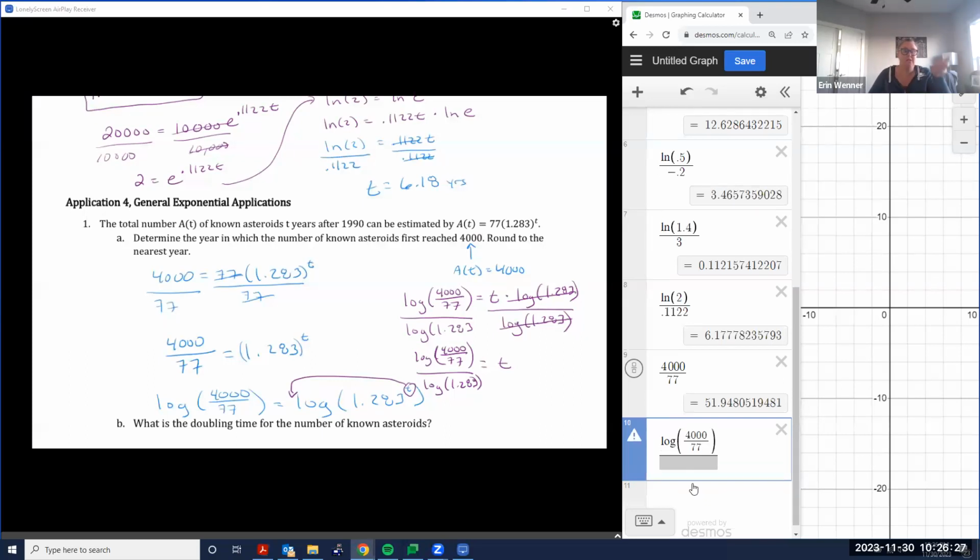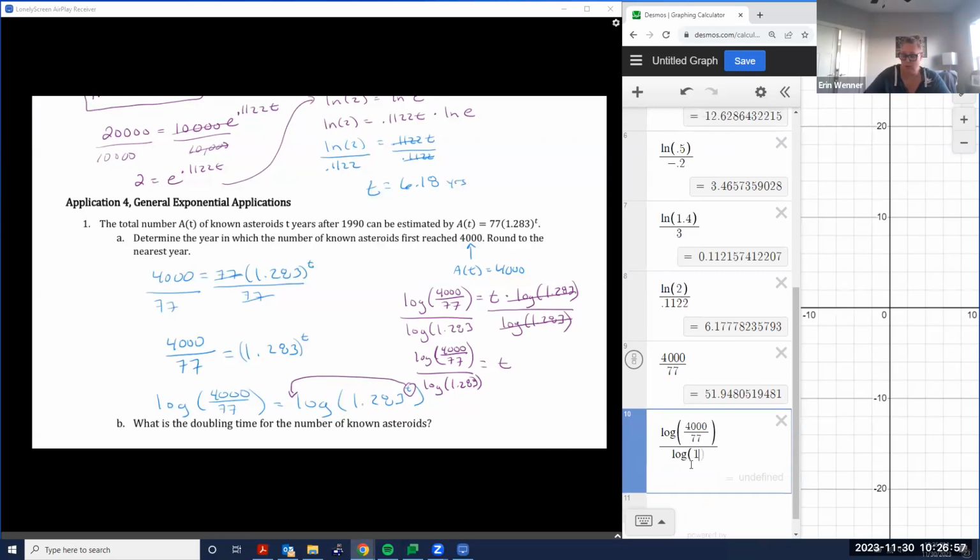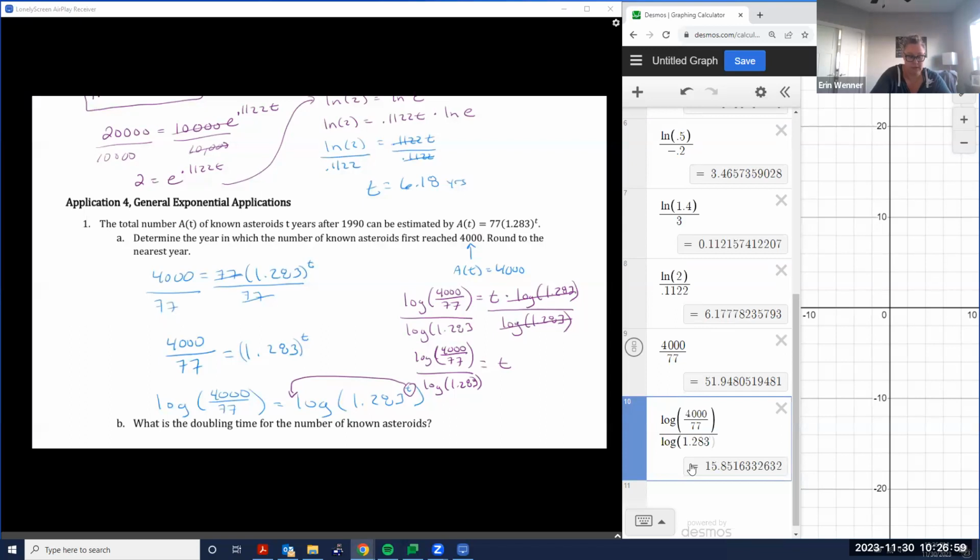You'll notice I didn't go into the functions to try to find a log with a specific base, because when we just write the word log, the calculator assumes and knows that we mean base 10. And since we don't have a specific base written as like the little subscript below the g, we know that we're just dealing with normal logs here. Now, once we have that numerator, we'll click into the denominator or use your down arrow key. That will get you into the denominator. And we're going to type log and then in parentheses 1.283.